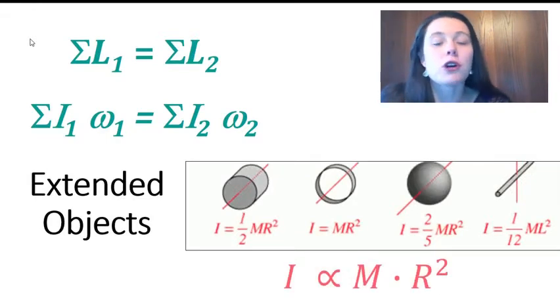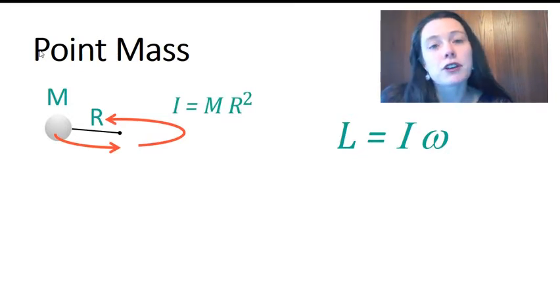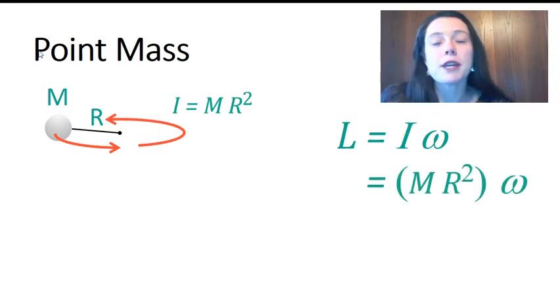For extended objects, hoops, spheres, cylinders, we'll continue to use the same equations that we have to describe their rotational inertia. Remember that all of these equations are proportional to mass times radius squared. Point masses can sometimes behave differently. Remember that a point mass means a small mass that's revolving around a center point. The rotational inertia of such objects is still equal to mass times radius squared, which means the angular momentum is mass times radius squared times the angular velocity.